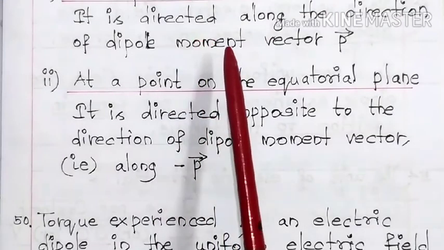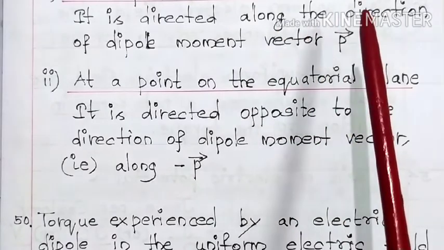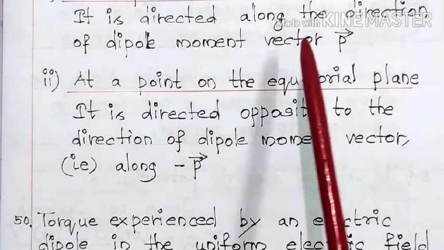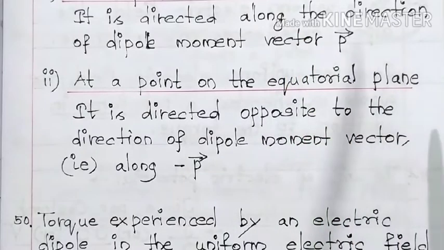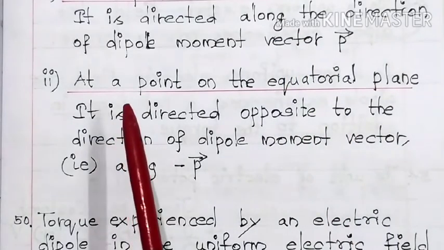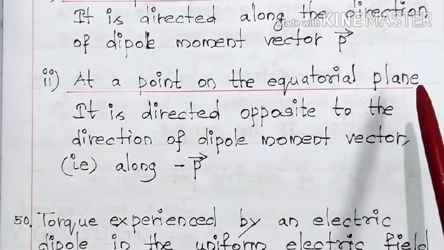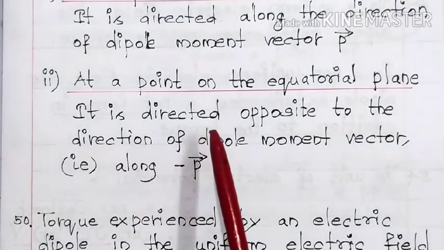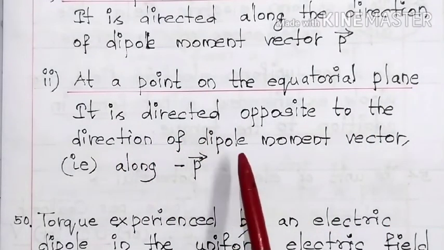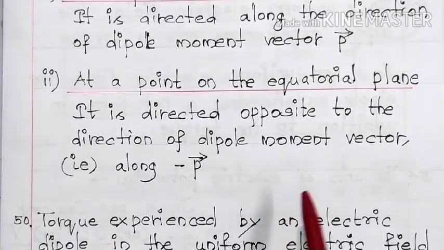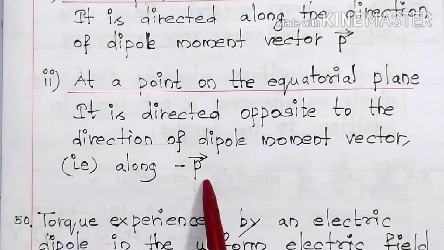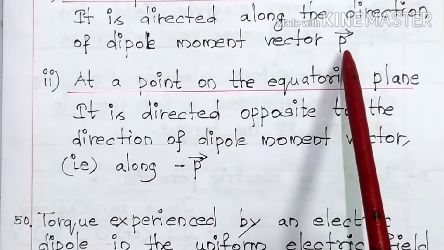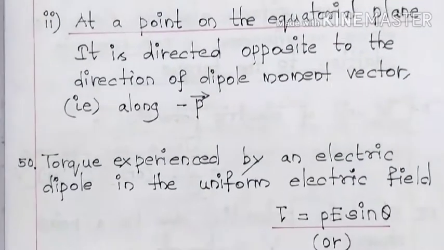So in the case of a point on the axial line, the direction of the electric field and the direction of the dipole moment are in the same direction. But when it comes to the case of a point on the equatorial plane, the direction of the electric field and the direction of the dipole moment are in opposite direction. That's why it is given as along minus P vector. There it is given along P vector. Next point.